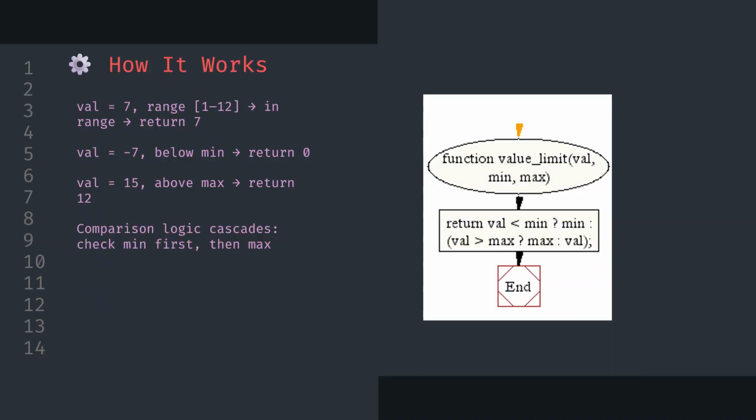The function checks one condition at a time. First for the lower bound, then the upper. So when you input 7, it returns 7 because it is within the range. With -7, it is below 0, so we bring it up. And 15 is capped at the top. Let's break it down with a simple example table.